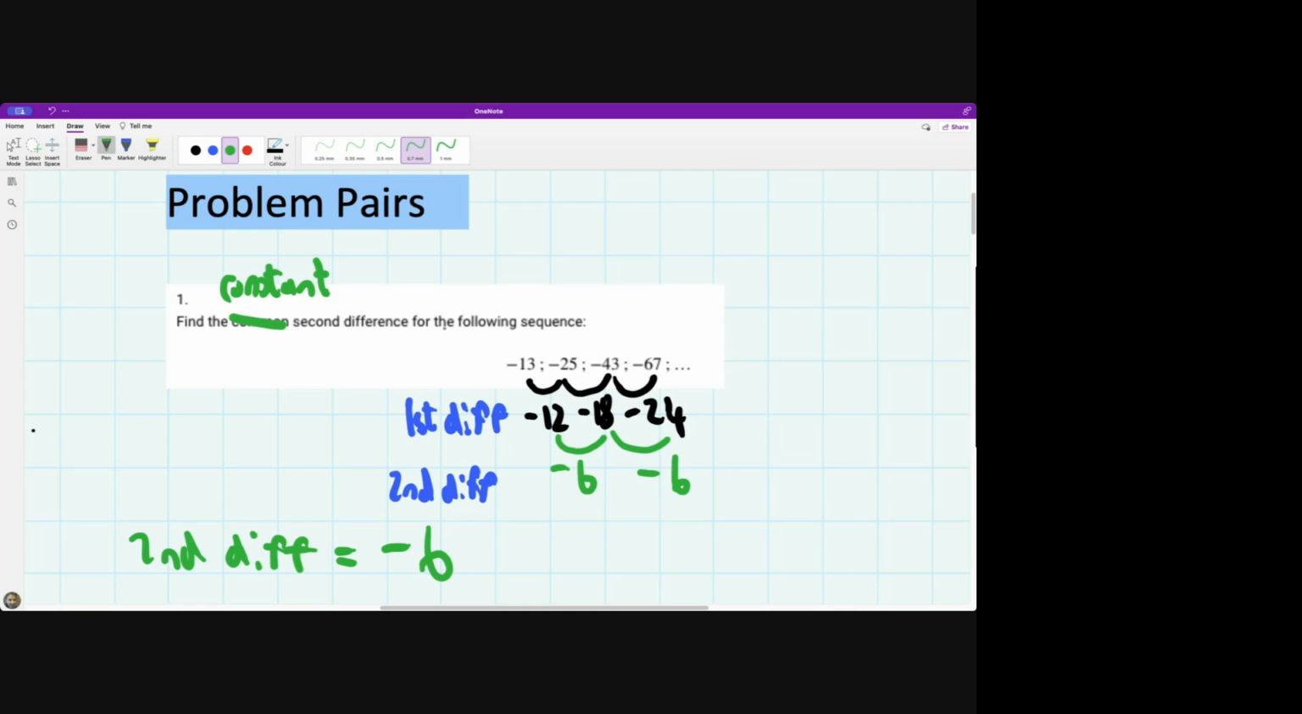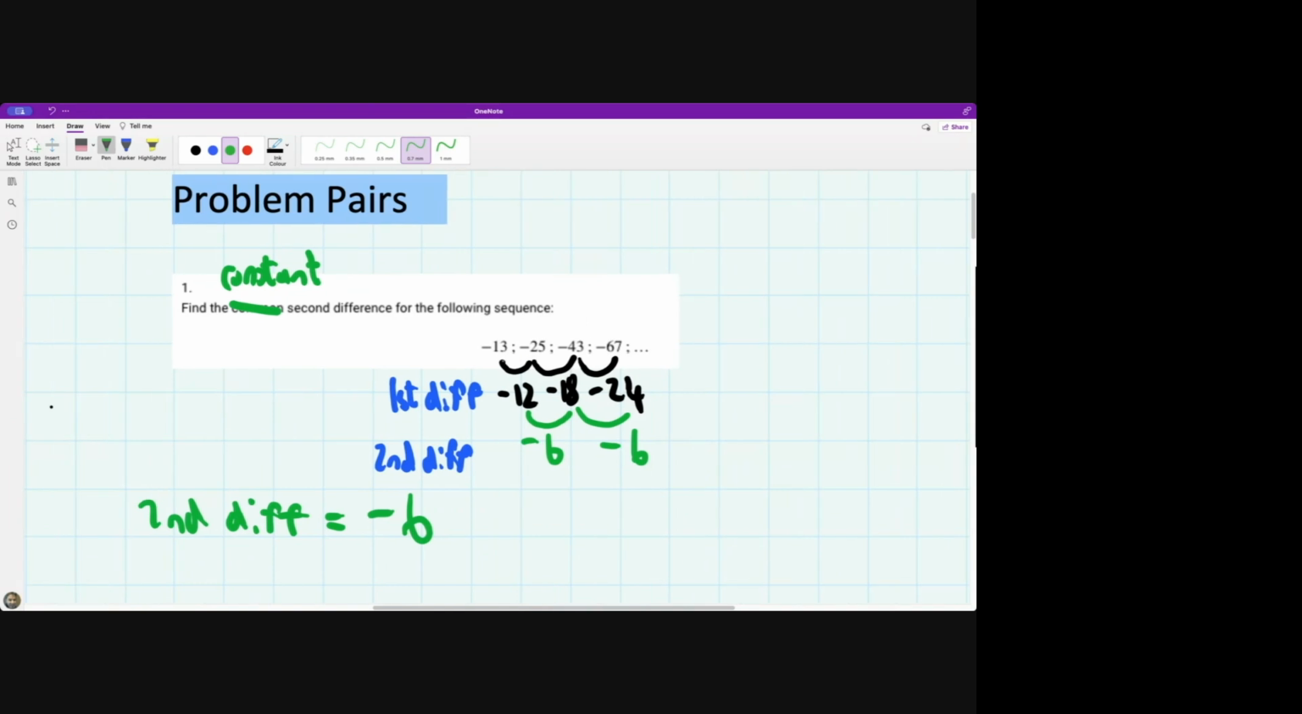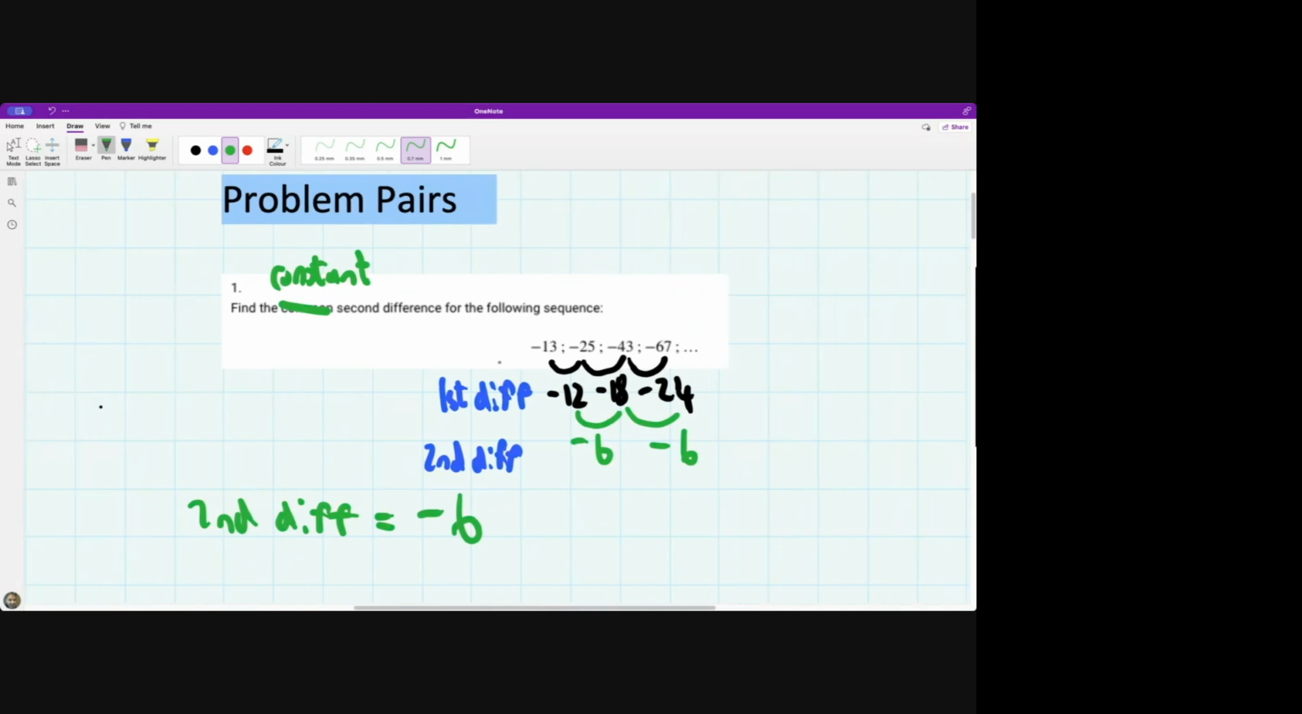Give me a score out of 10 for how well you're understanding this first difference, second difference thing. 0 is no understanding. 10 is perfect. 5 is okay, but I need to improve. How are you feeling about this thing? We're going to practice it a bit more. You'll get better, so don't stress. I'm just getting a feel for the group.